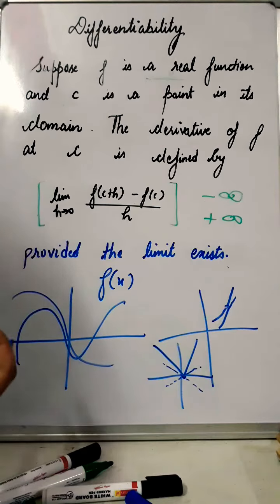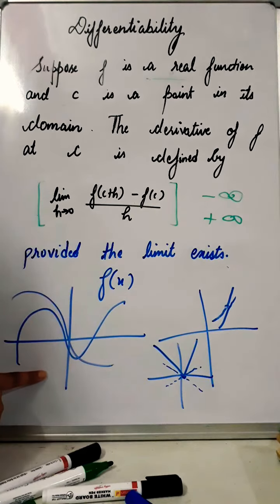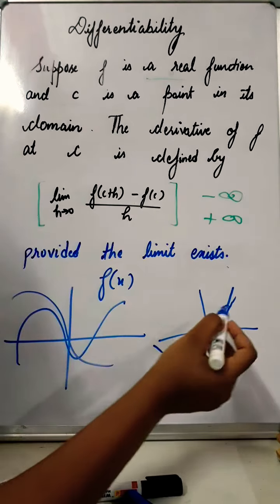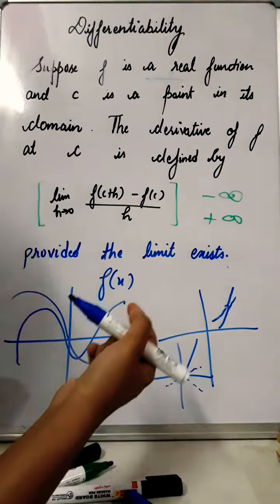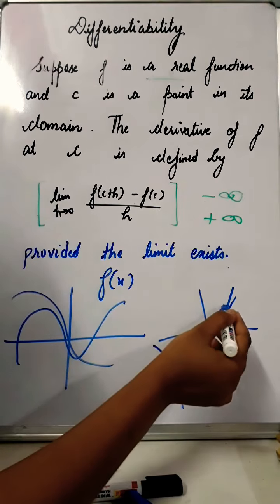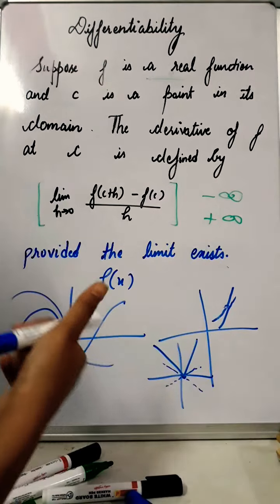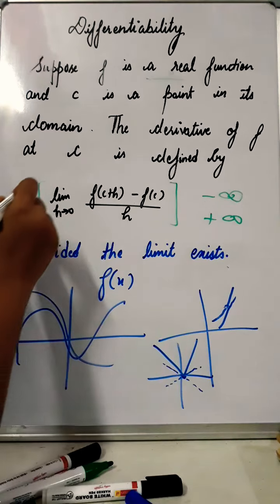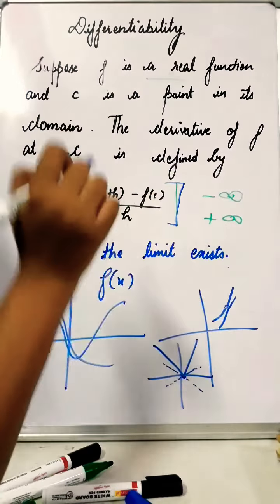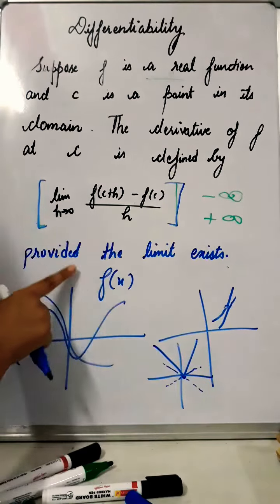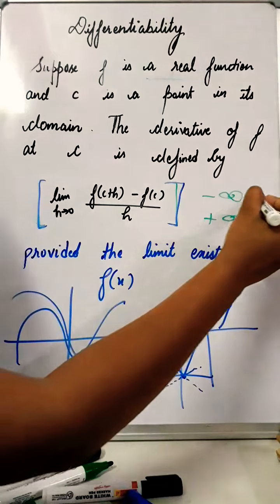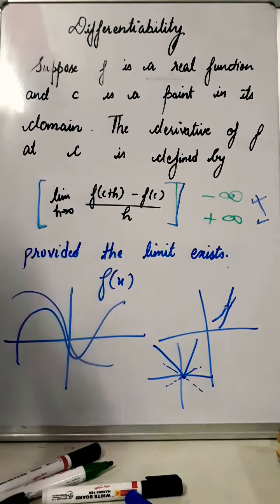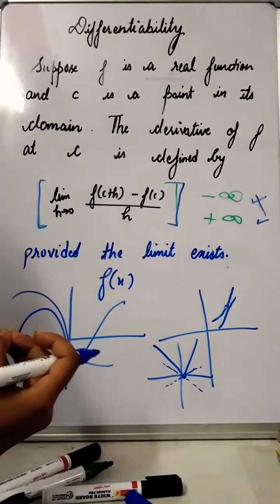So talking in layman's language, when you are able to draw a graph without lifting the pen, the function is continuous. When you are able to obtain a unique tangent through a point, then the function is differentiable at that point, or derivable at that point. So important is this expression, and provided the limit exists, that means the limit should not be minus infinity or plus infinity. You should get a real value, a finite value.